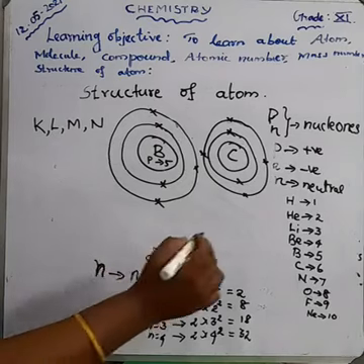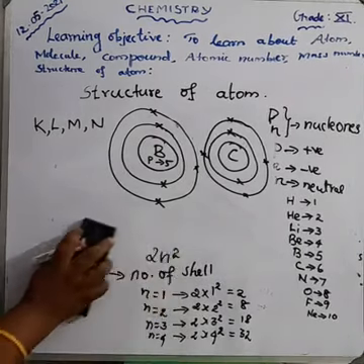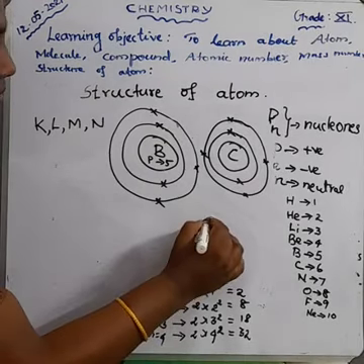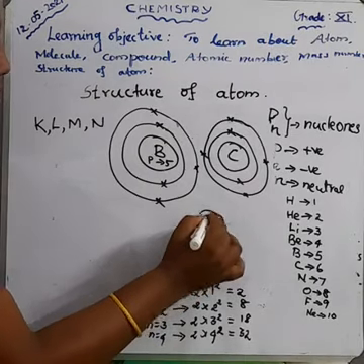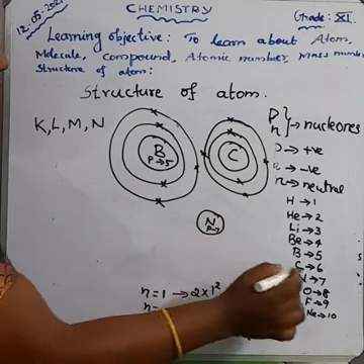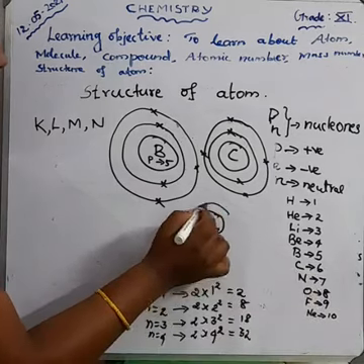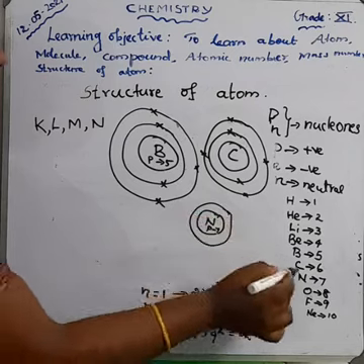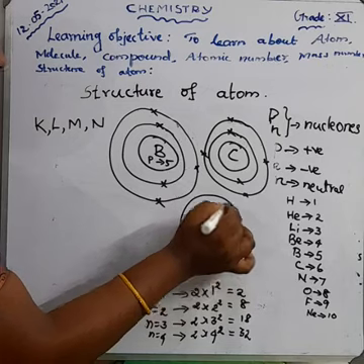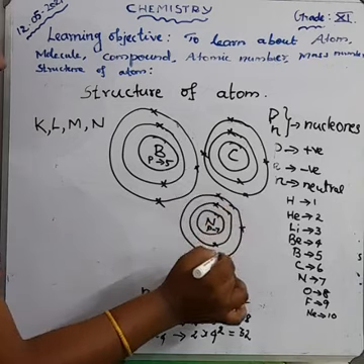And then the nitrogen atom. This is the nucleus. How many protons? 7, because the atomic number is 7. So the first orbit has 2 electrons and the second orbit has 5 electrons.